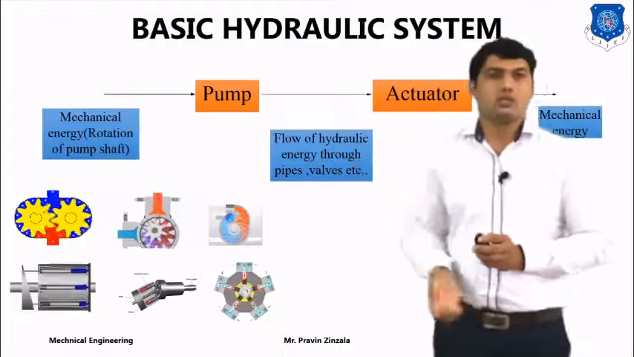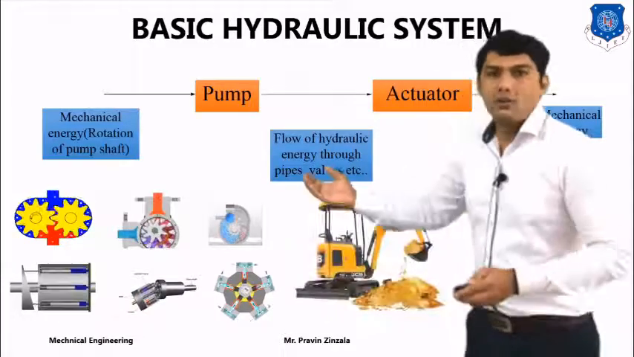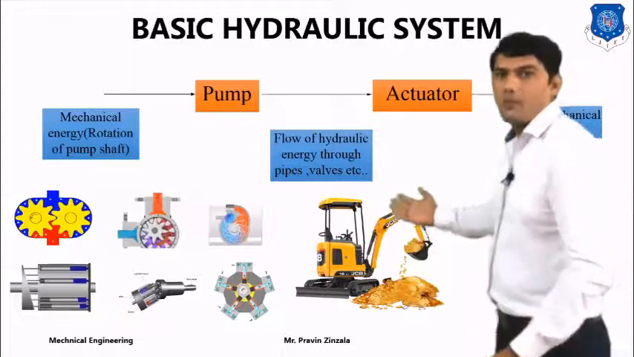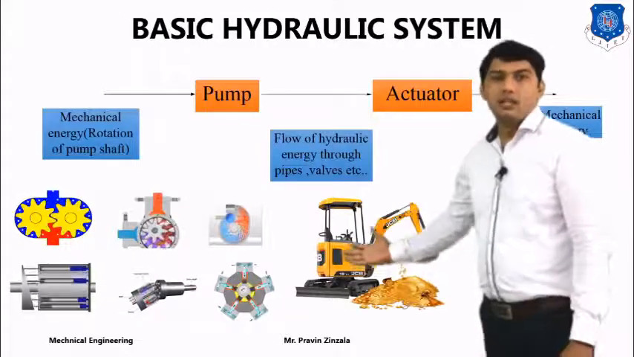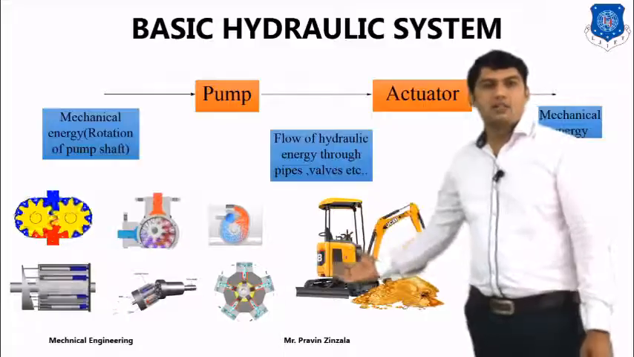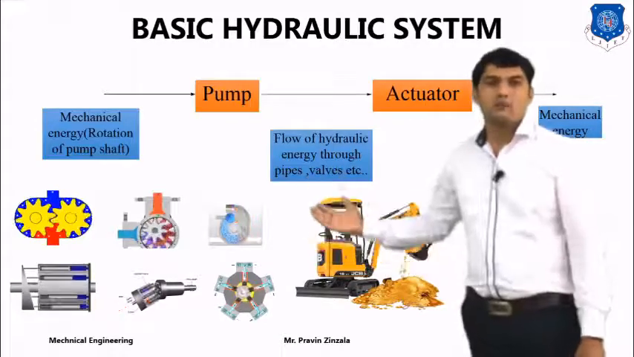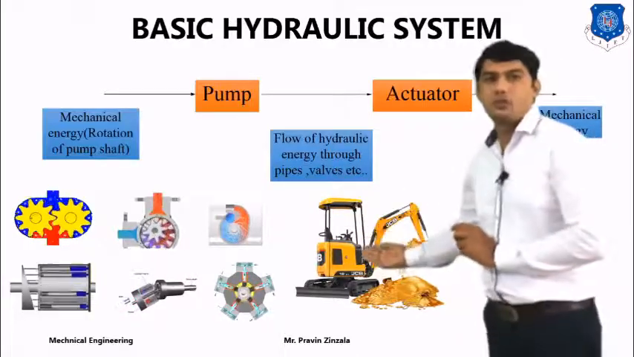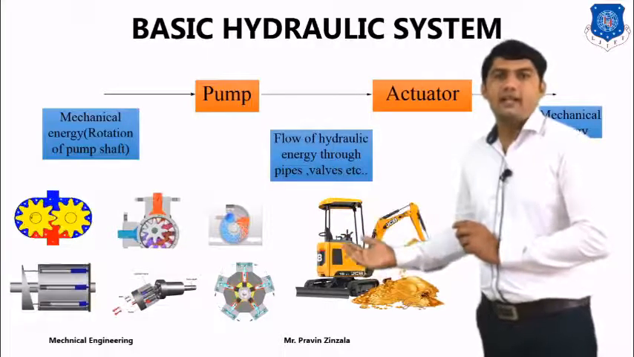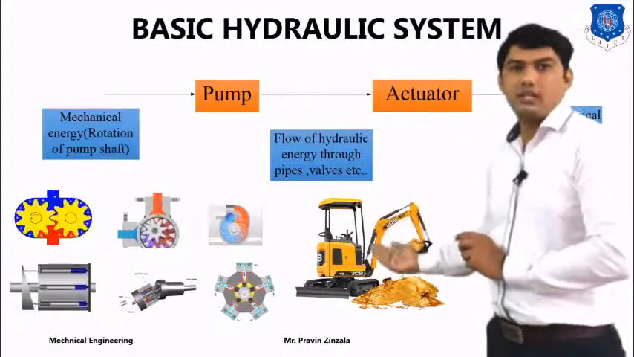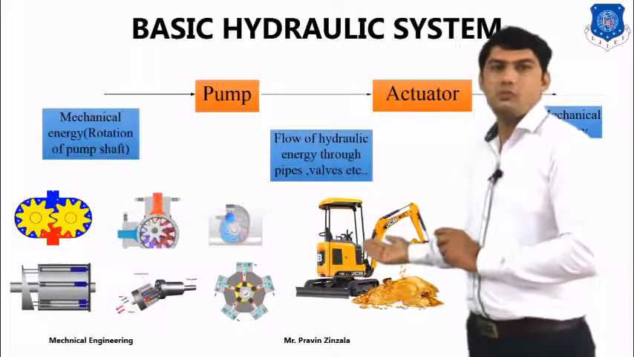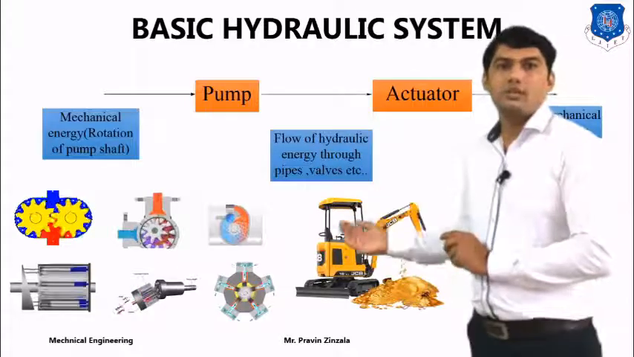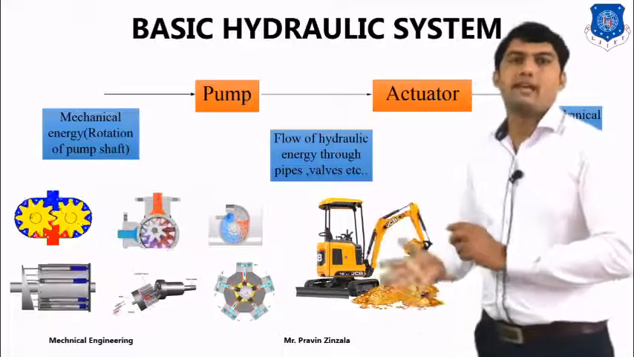Next component is the actuator. Actuator converts hydraulic energy into mechanical energy, and it is our final application. The best example of hydraulic energy is the JCB, in which the pump is driven by the engine of the JCB. The pump converts mechanical energy into hydraulic energy. Then the pressurized fluid passes through different hoses of the JCB, and finally it goes to the actuator. The actuator is linear or rotary type. In JCB mostly linear actuators are used, which convert hydraulic energy into mechanical energy.